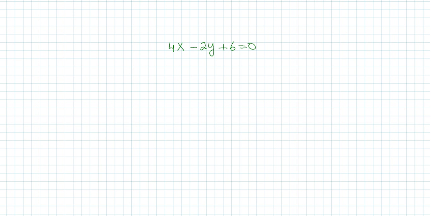To isolate for y, what do I have to do first? So I want to leave the negative 2y on this side. And what do I move to the other side? The 4x and the 6. So I'm going to leave the negative 2y here, and then I'm going to move the 4x to the other side, and I'm going to move the 6 to the other side. What happens when I move 4x to the other side? Negative 4x. How about the 6? Perfect.